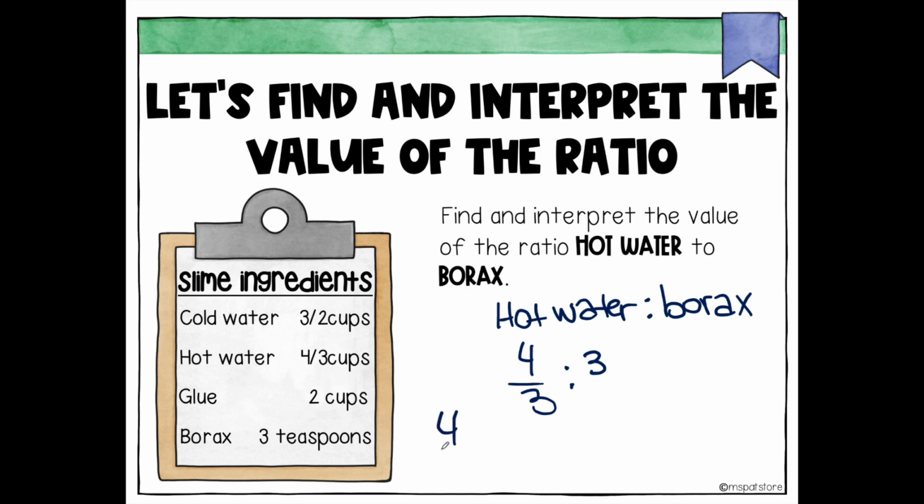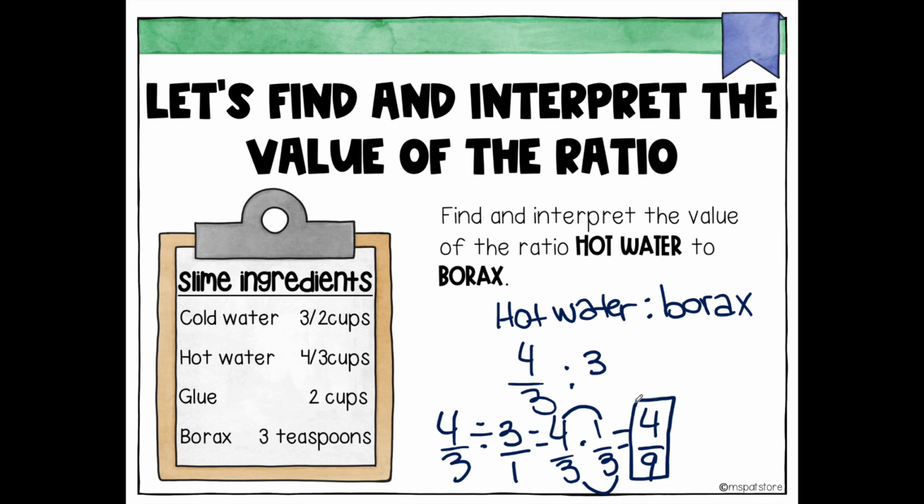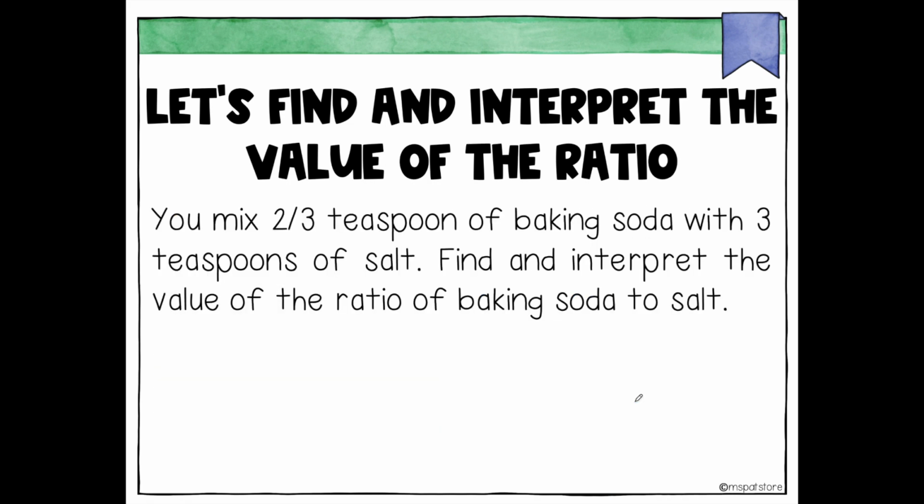So let's do 4/3 divided by 3. Invisible 1 as a denominator. In order for me to divide these fractions, I need to keep, change, and flip. Now I'm ready to multiply my fractions. 4 times 1 is 4, and 3 times 3 is 9. So this is the value of this ratio, which basically means that the amount of hot water is 4/9 the amount of borax.